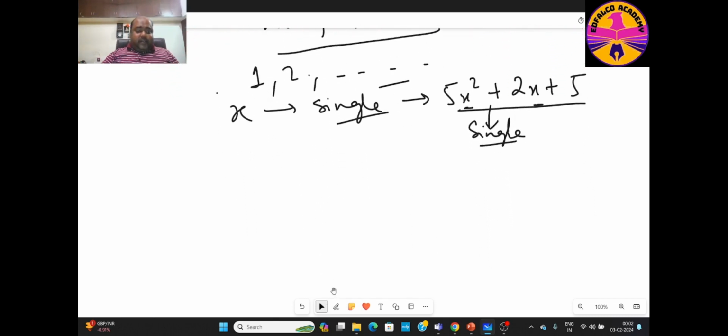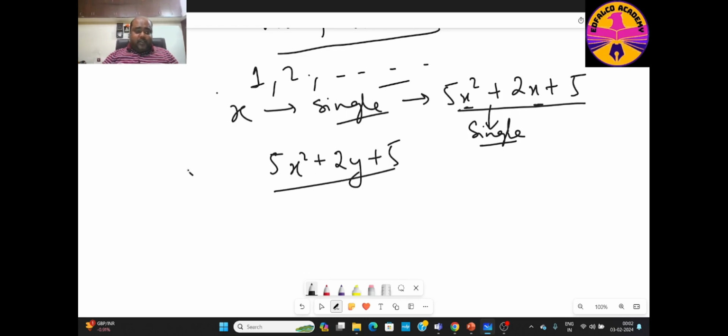If there was another variable associated, for example in a two variable expression, then we would have 5x square plus, let's say, 2y plus 5. So this is a two variable expression, right? That kind of expression will be called a two variable expression. As far as our syllabus is concerned, we just have to study polynomials which are single variable expressions. So either they will have y or x, not both, right? Only one variable will be there.